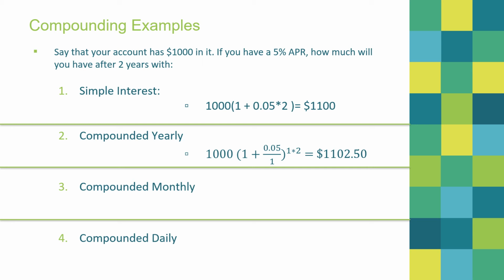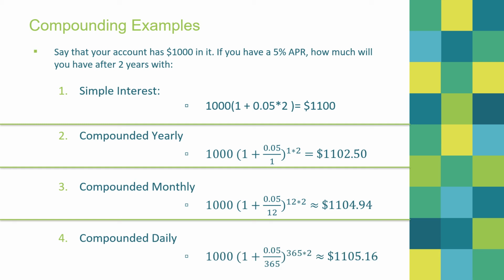$1,102.50. If we compound monthly, that lower 1 and that upper exponent 1 turns into a 12 because there are 12 months in a year. Everything else stays the same. And we'll actually get $1,104.94. And finally, because there are 365 days in a year, we're going to say that compounded daily, we just switch that 12 to a 365, and we get $1,105.16. Again, this should be plugged into a calculator.